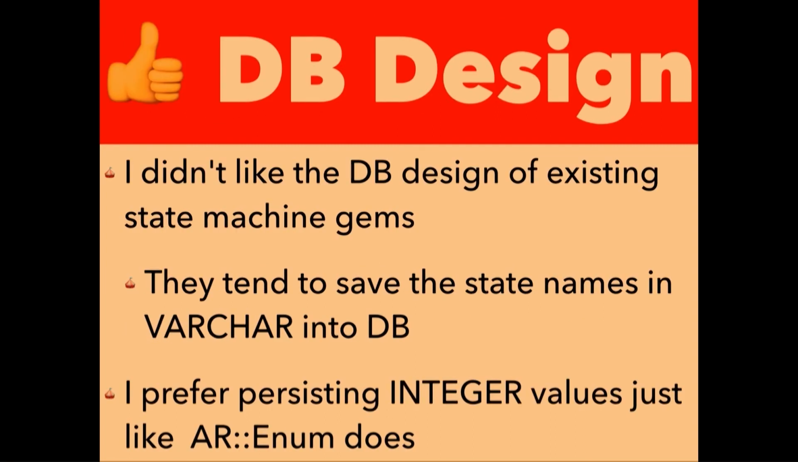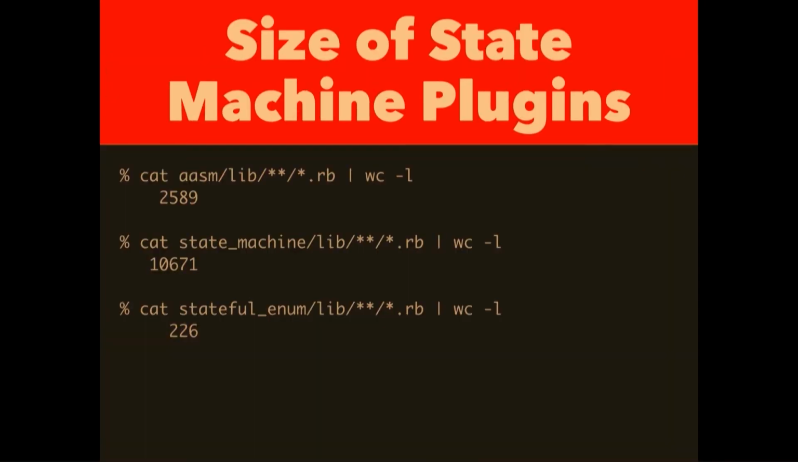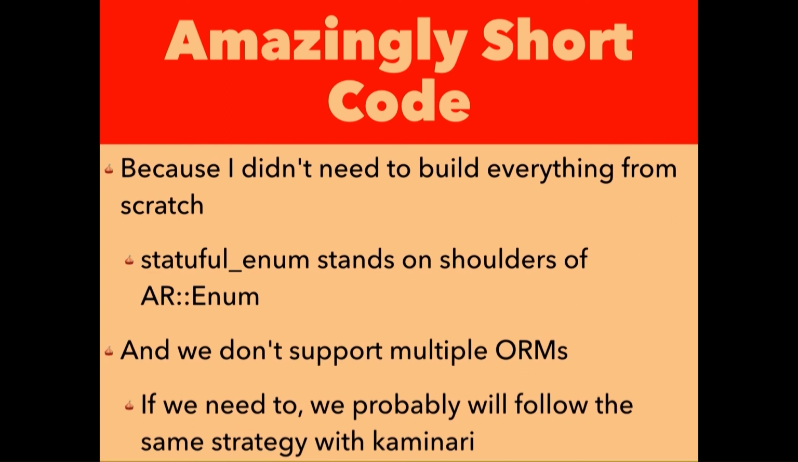What I liked about Active Record enum was its DB design. I like persisting values into the DB as integers. So I made it on top of Active Record enum. And the code was actually incredibly short. Here's the size comparison. It's like 200 lines of code, and it's done. It's amazingly short because I didn't need to build everything, like the DSL, persisting values, and creating scopes. So I'd say stateful enum stands on the shoulders of Active Record enum.